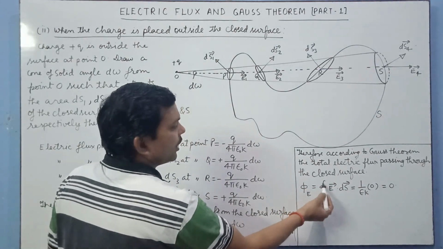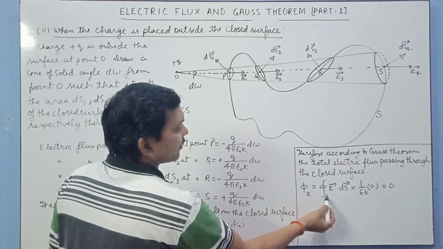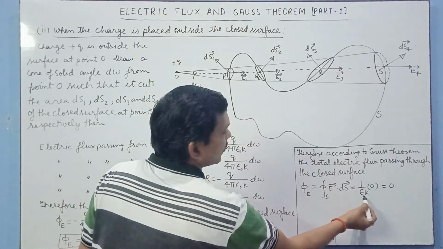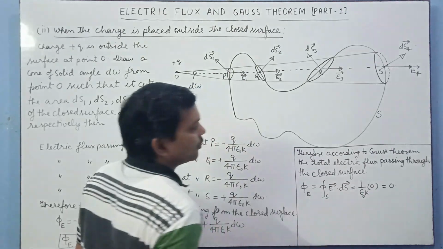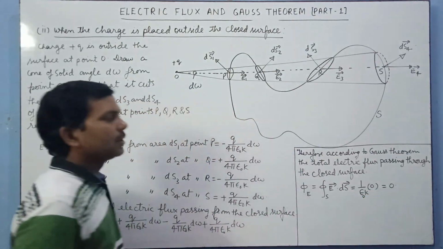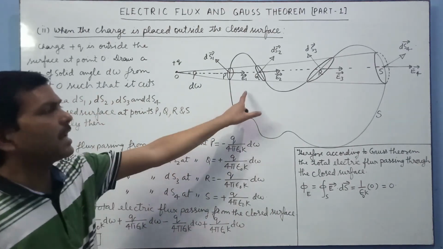Therefore, we can say according to Gauss theorem, the total electric flux passing through the closed surface, ΦE, is equal to the integral over the closed surface S of E·ds, which is equal to 1/(ε0 k) into 0. Zero, because summation q is 0, as no charge is placed inside the surface.